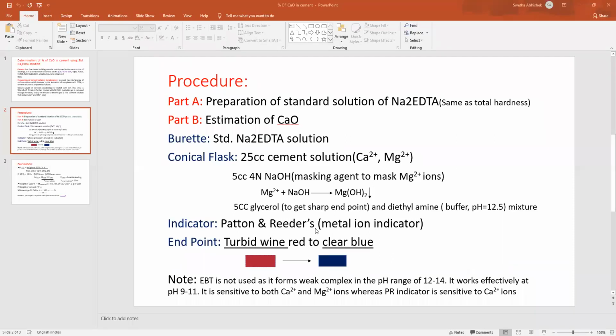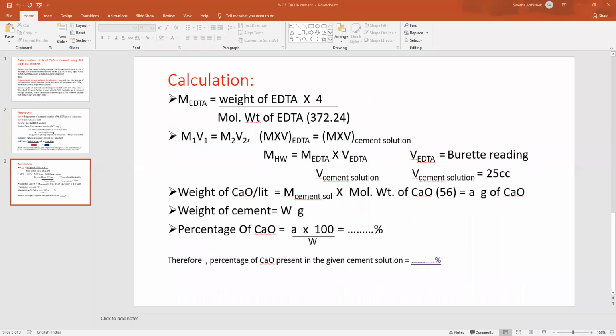Okay, so this is the procedural part. The procedure I'm not going to explain in detail, as it is almost similar to your total hardness experiment. The only difference is the endpoint. In the case of the cement experiment, the endpoint is from turbid wine red to clear blue. Okay, and then calculation. The calculation is almost similar to your total hardness experiment.